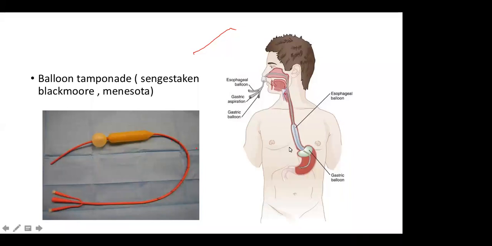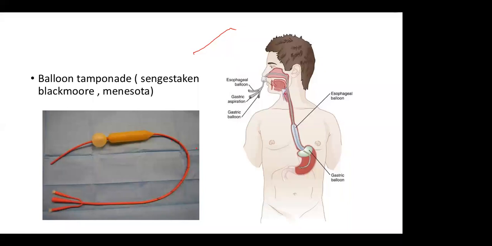Then inflate the esophageal balloon, which should be inflated to nearly 30 millimeters of mercury, not more than that, because the pressure in the lower esophagus is nearly 40 millimeters of mercury. If the pressure exceeds that, this will result in esophageal perforation. When both are connected, the other lumen should be connected to a urine bag, then observe if there is any blood inside the stomach. And please, if you insert a Sengstaken tube, keep it for at least 24 hours.